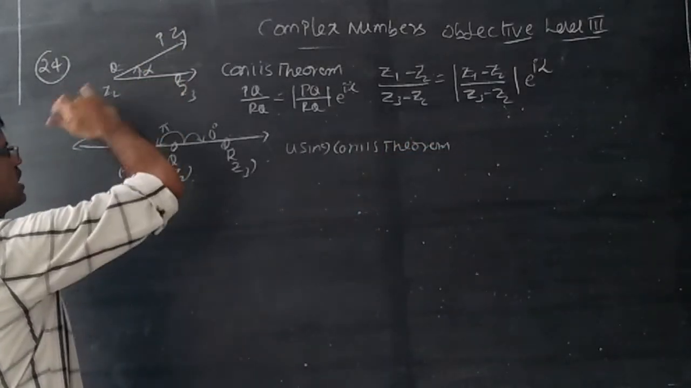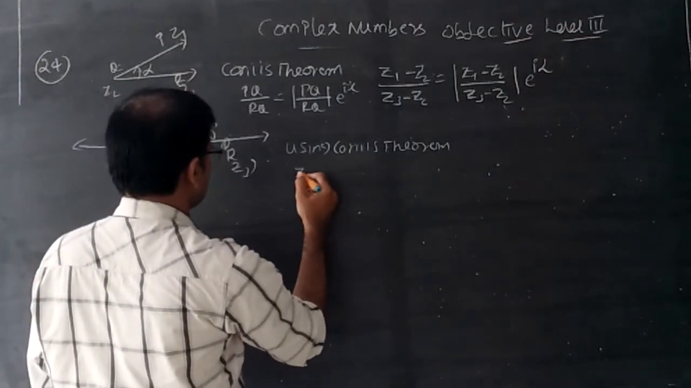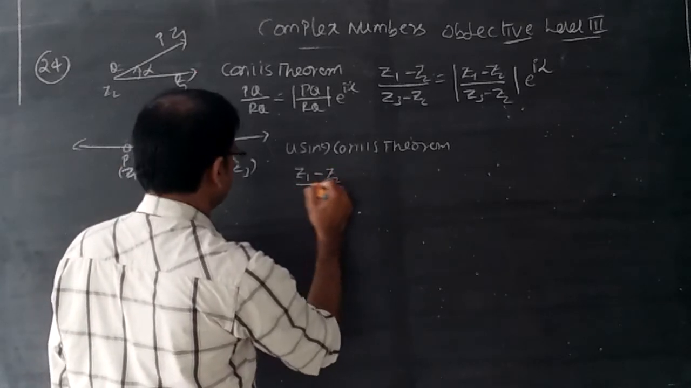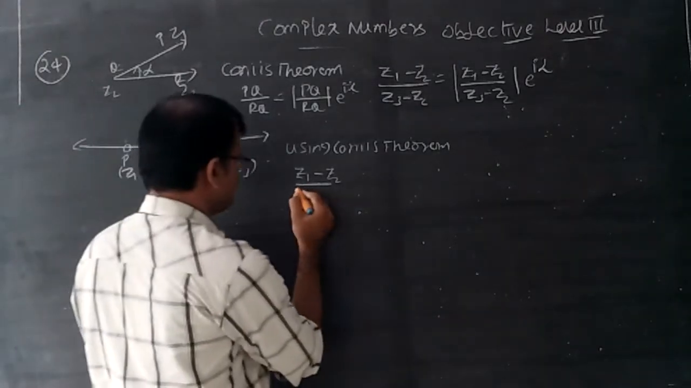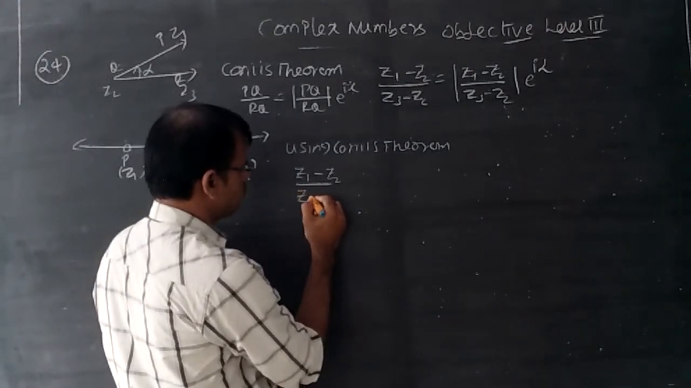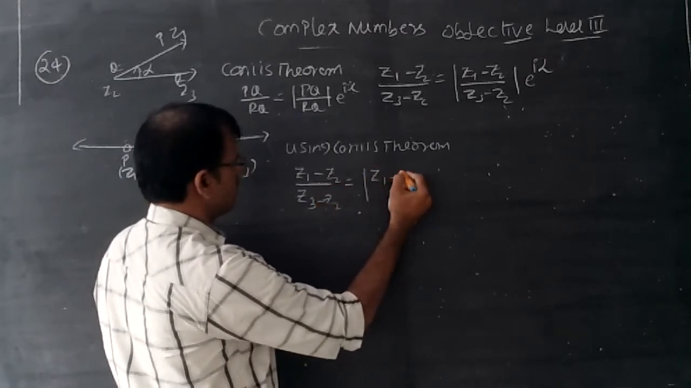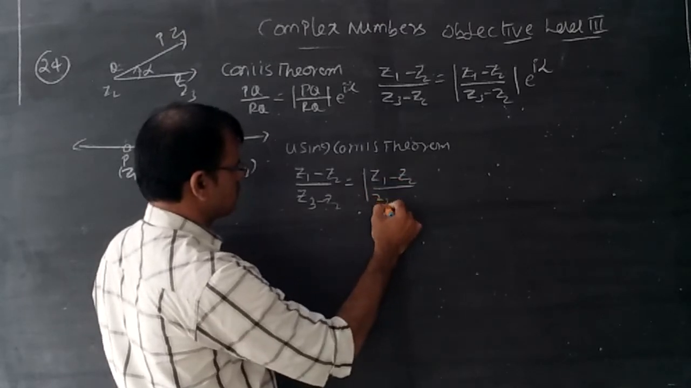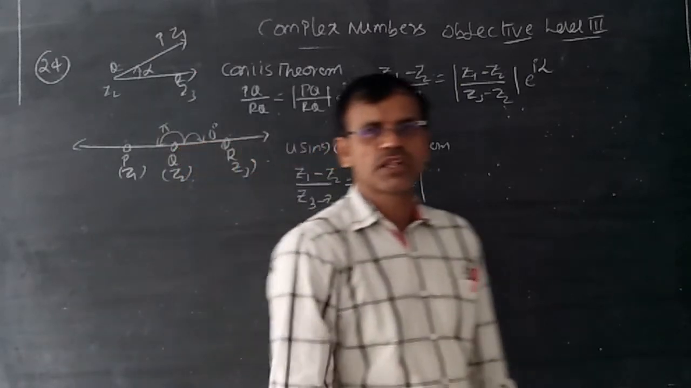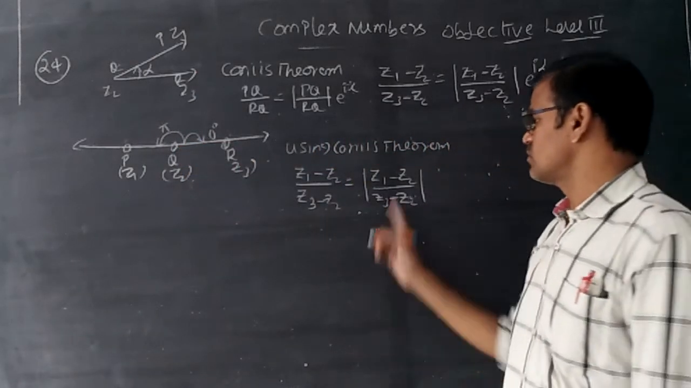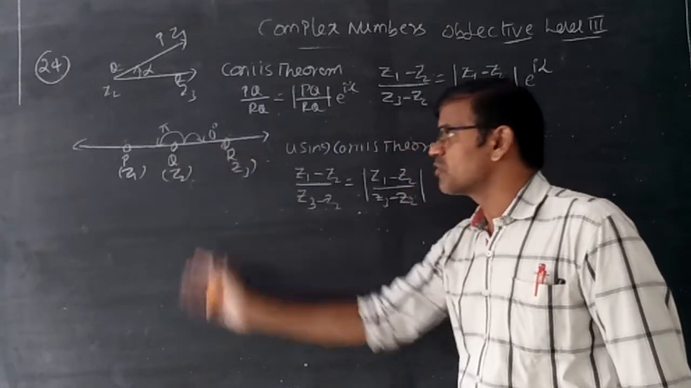In the similar way, the concept Z1 minus Z2 by Z3 minus Z2. Like this, you can understand Z1 minus Z2 by Z3 minus Z2 is equal to modulus of Z1 minus Z2 by Z3 minus Z2. Every time, whatever sum you have done using Cotes' theorem, this became equal. Now we cannot say whether the distance between PQ and QR are same or not same.